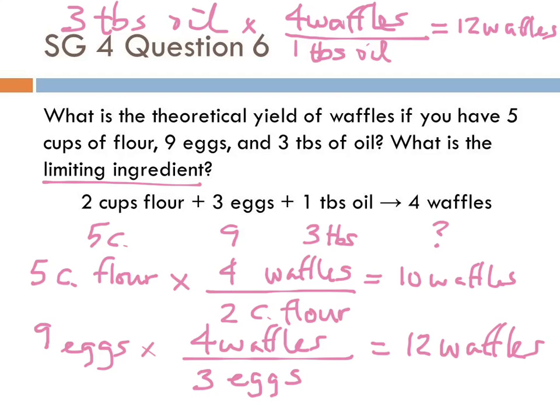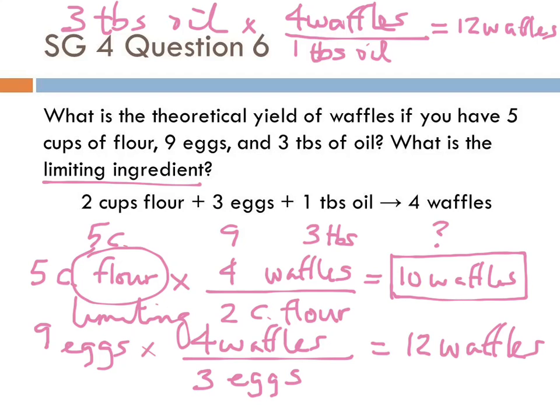So what we're doing here is we're taking each ingredient, each reactant, and calculating the amount of product. So here we had 3 ingredients and 3 amounts, so we end up with 3 answers. Only one of them can be the correct answer. It's the smallest one. It's always the smallest. Because when we get to 10 waffles, that means that the flour has run out. So the flour is our limiting ingredient, and this is the amount of waffles that we could make.